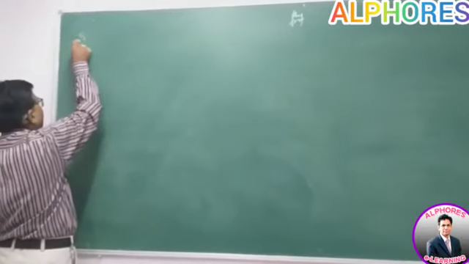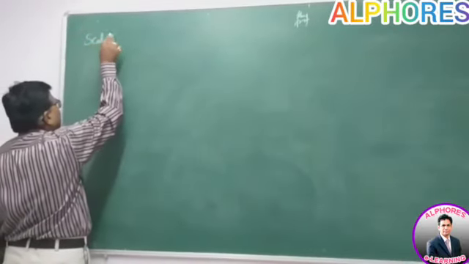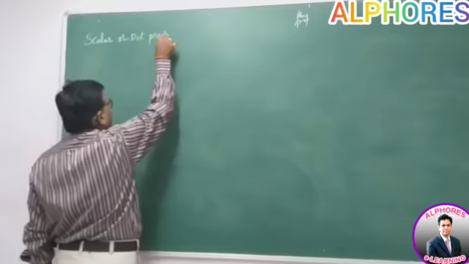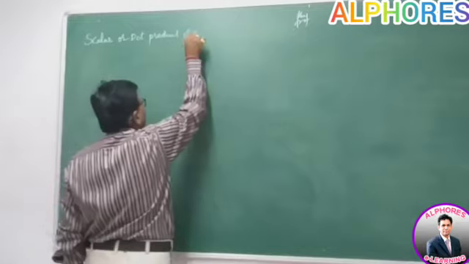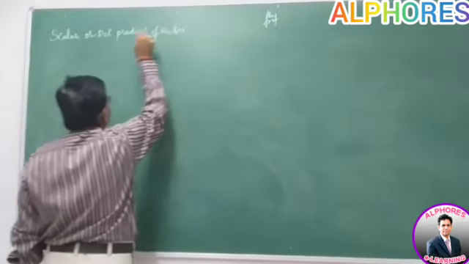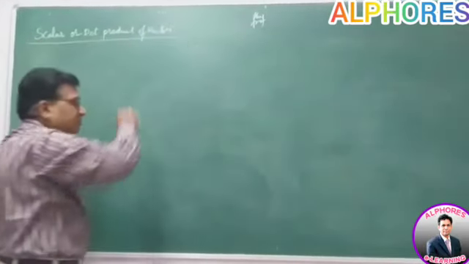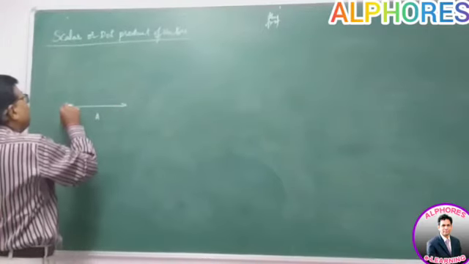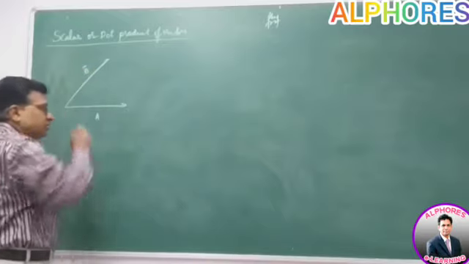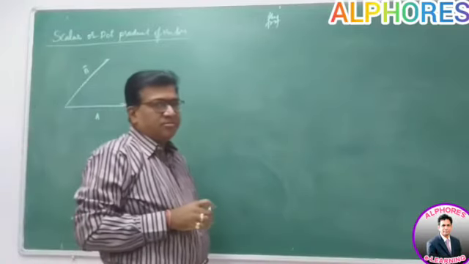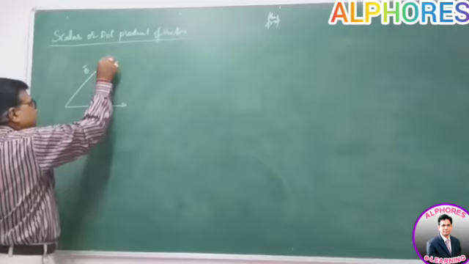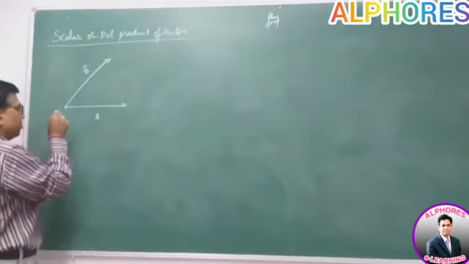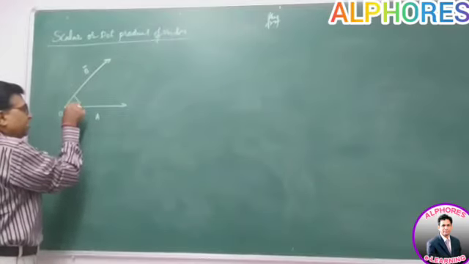So the scalar product of vectors is the dot product of vectors. Scalar or dot product of vectors. Right? Let me consider two vectors, a bar and b bar. Let these two vectors be denoted as co-initial vectors starting from point O, and the angle between the vectors is theta.